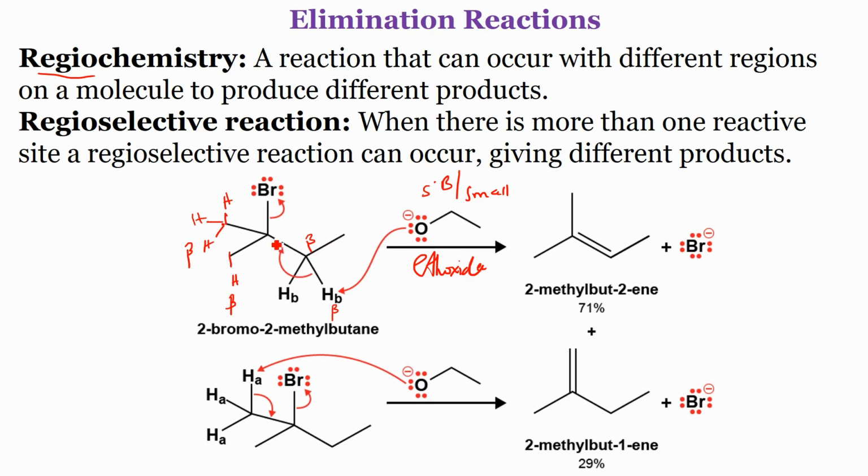Remember, beta carbons are bonded to the alpha carbon bearing the leaving group. They're just the neighboring carbon to the carbon bearing the leaving group. So take out that hydrogen, make a double bond, this leaves, and you make this more substituted carbon. Let's see how substituted this is. You have 1, 2, 3 carbons surrounding the double bond. This is tri-substituted.